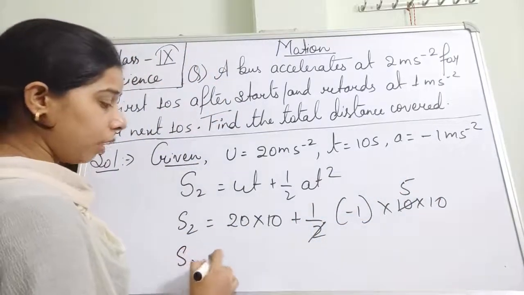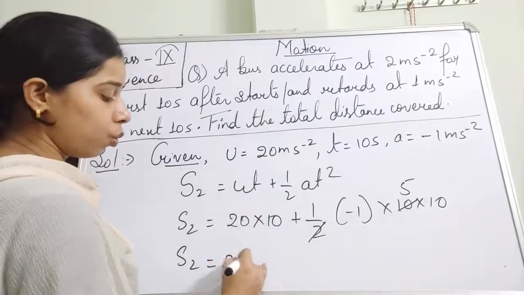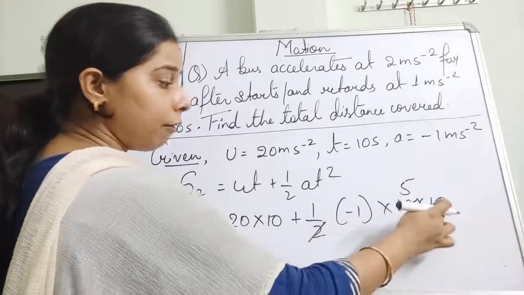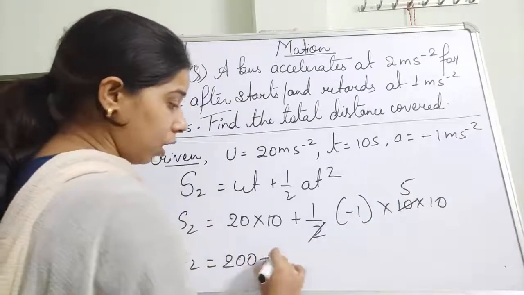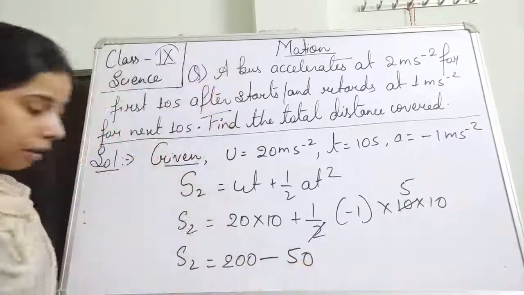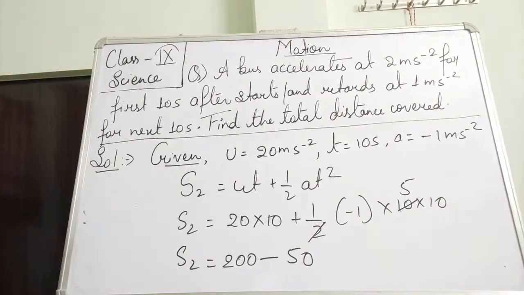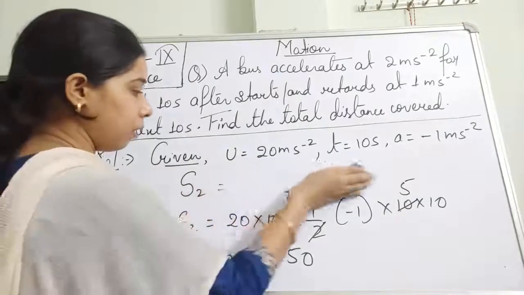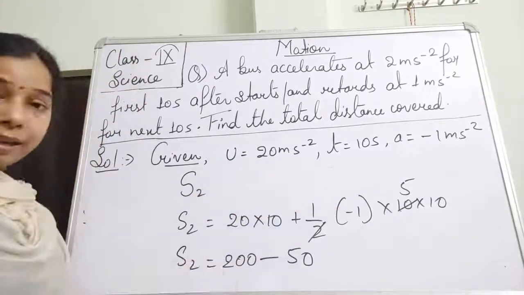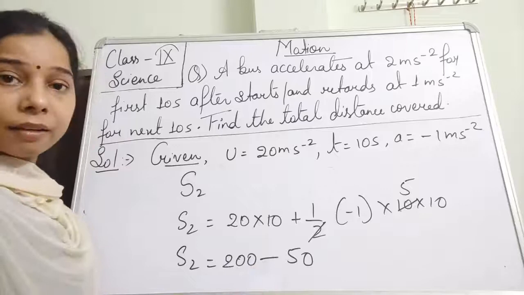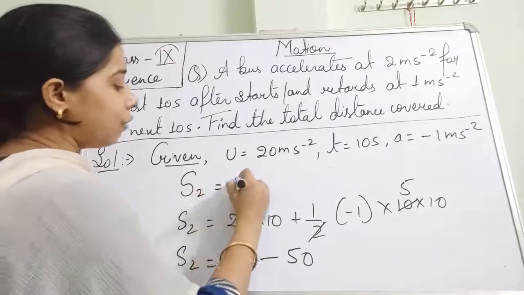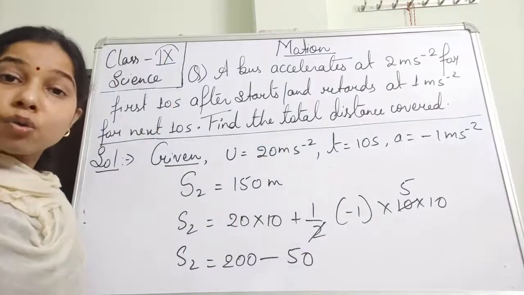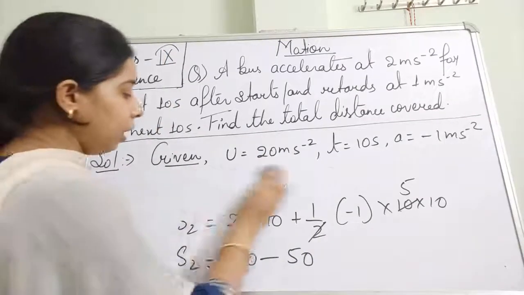Now S2 will be equal to 20 into 10, which is 200. Now this is -1, students. So 5 into 10, 50 into 1, -50. So this will be equal to -50. Now S2 will become, I'm rubbing it. So now the S2, after subtracting 50 from 200, it will become 150 meter. Okay. So S2 will become 150 meter.